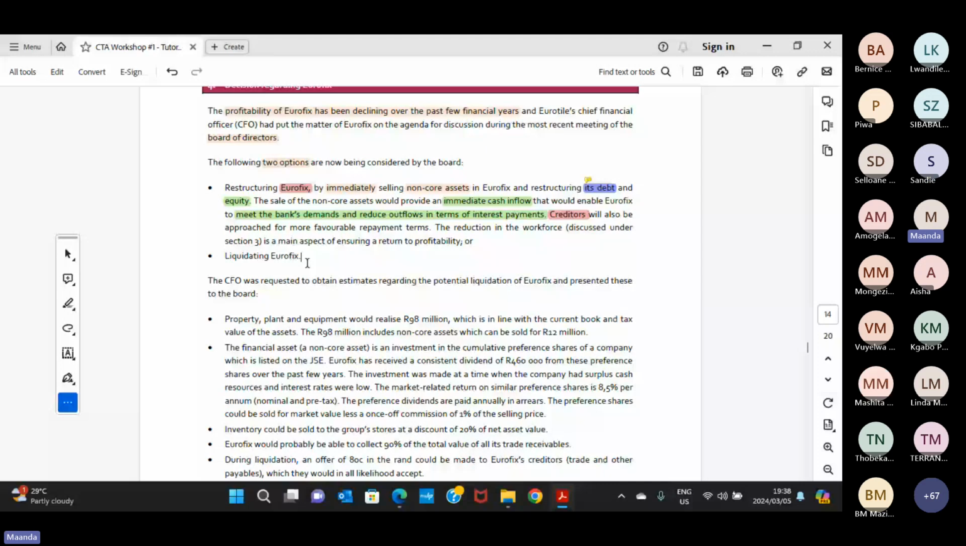It's a valid point. We just need to dive deeper into the scenario to make sure that it's applicable. But here the board has two options: it's either a restructure or a liquidation. So in terms of the qualitative side, what are some of the things the board also needs to think about? Anyone else to go for it?